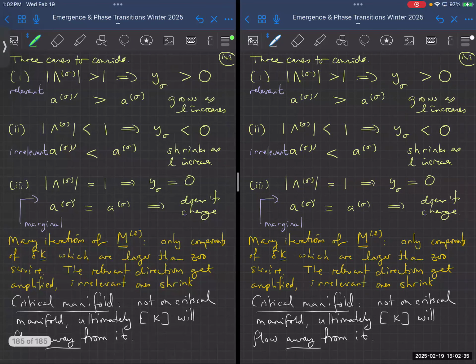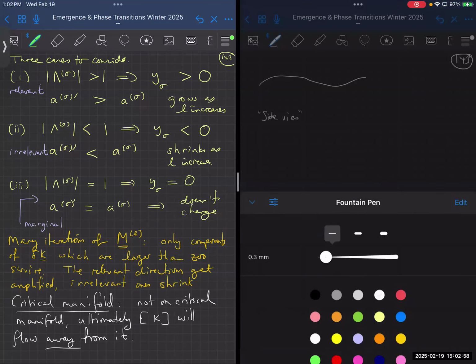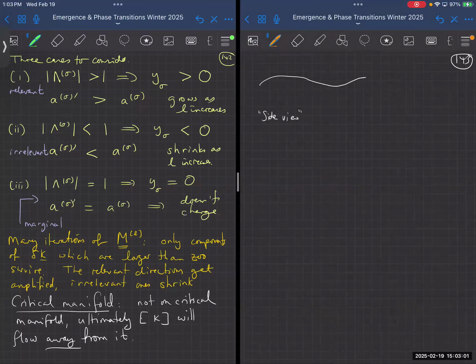So we can draw a picture of that. I'm going to draw the critical manifold in two different ways. Let's suppose I take a side view. Okay, so here is our critical manifold in coupling constant space. Here, let's say, is our critical fixed point.